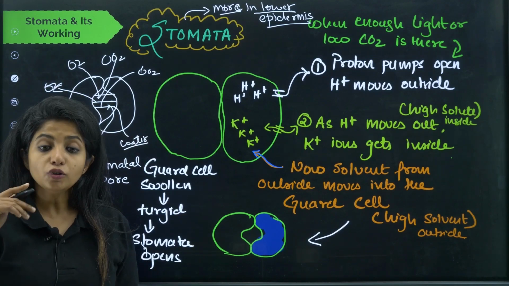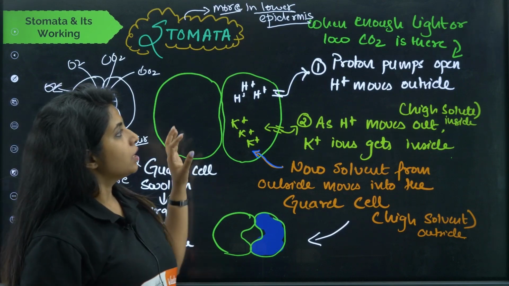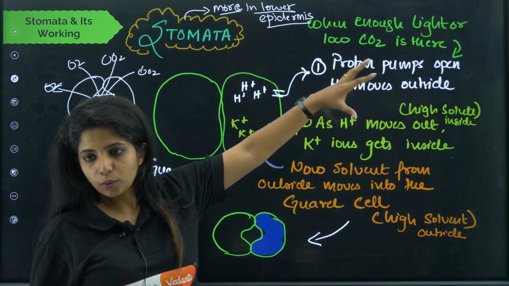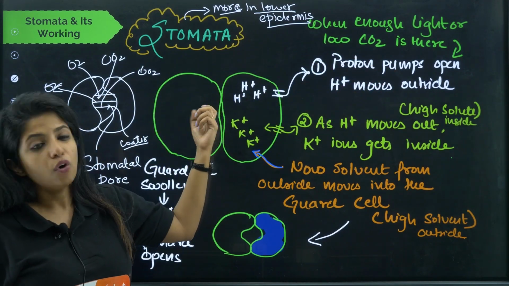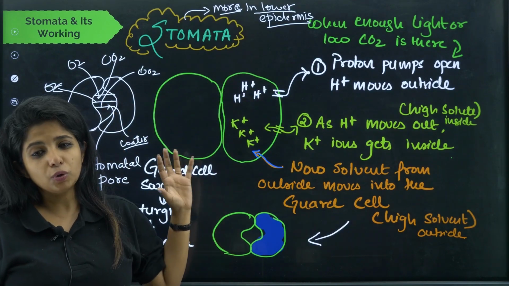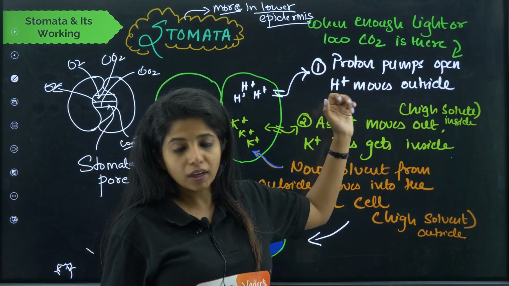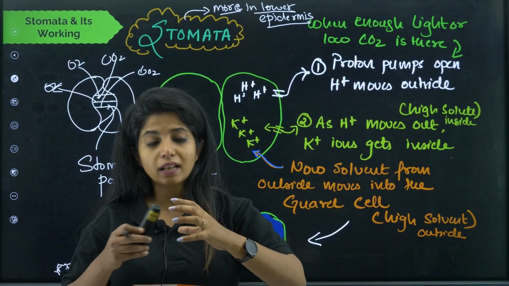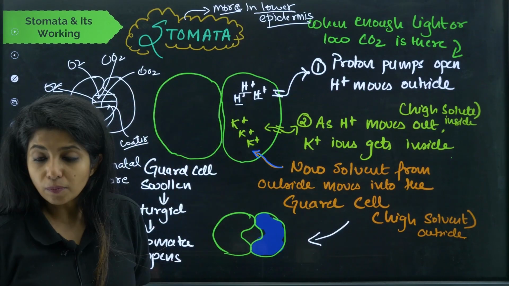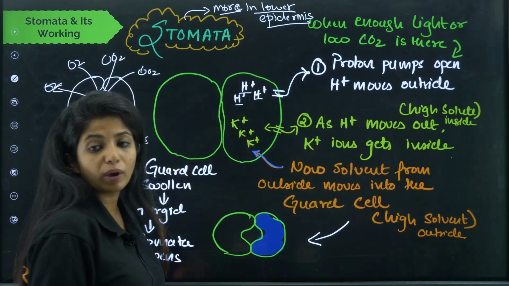Okay. Now, how do things work in the case of stomata? How do they close and how do they open up? Whenever there is enough light and low CO2, we want to open this pore, because there is enough light for photosynthesis to happen but CO2 is less, so we need more CO2, right? At this point, proton pumps open. Proton pumps help in the movement of protons, H plus. So the proton pumps open up and the H plus in the guard cell quickly moves out.